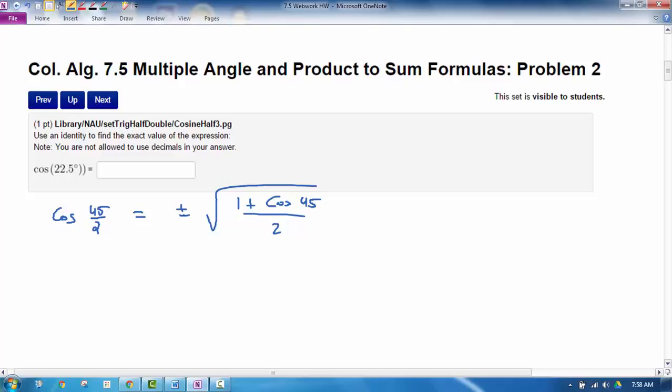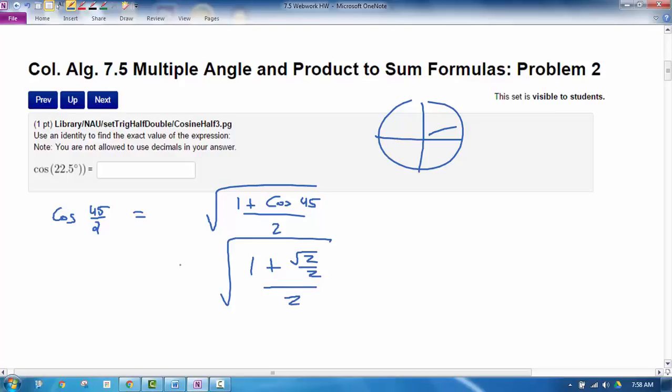And then we need to figure out if it's plus or minus. So 22.5, if you look at where that angle is, that's over here in the first quadrant where the cosine is positive. So we're only looking at the positive here. Now we can simplify this. The cosine of 45 is square root of 2 over 2. So it turns into 1 plus the square root of 2 over 2, all over 2.